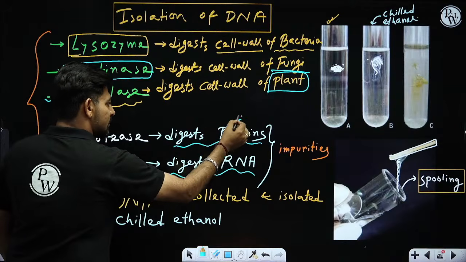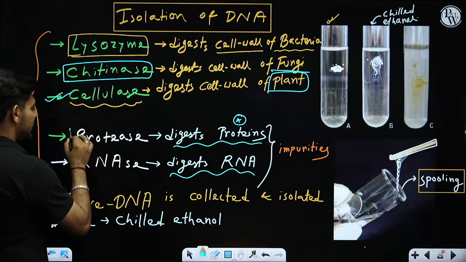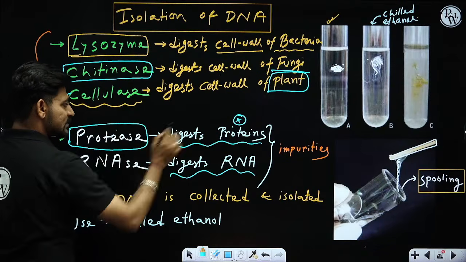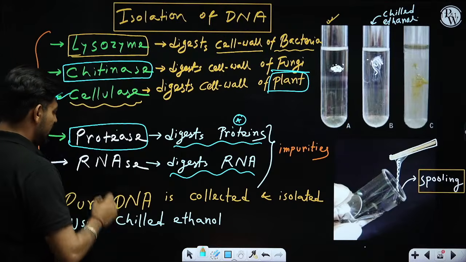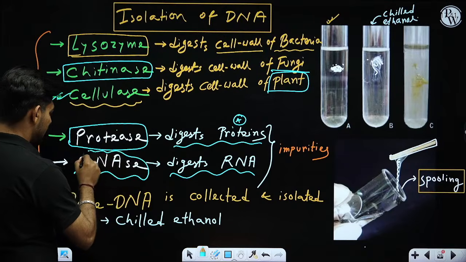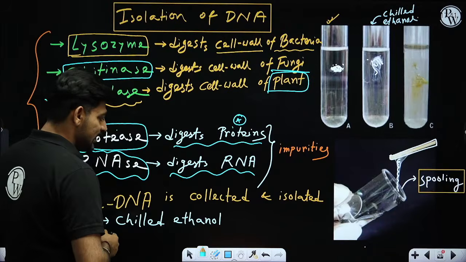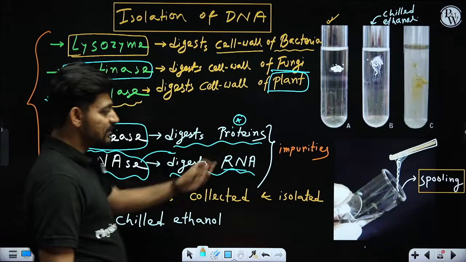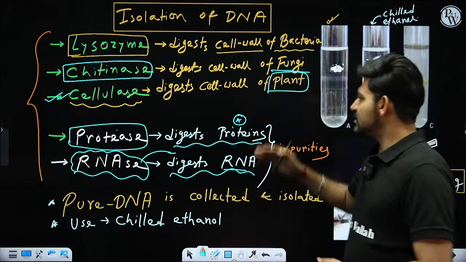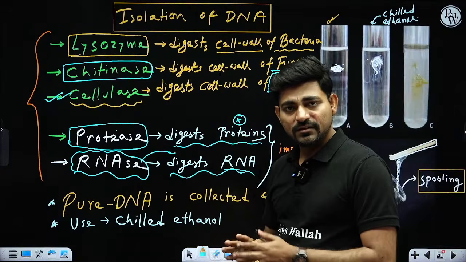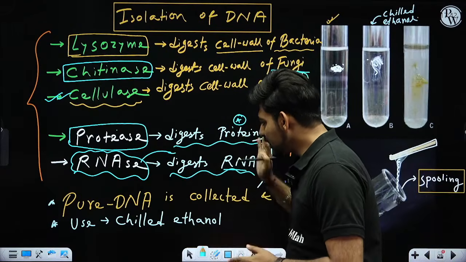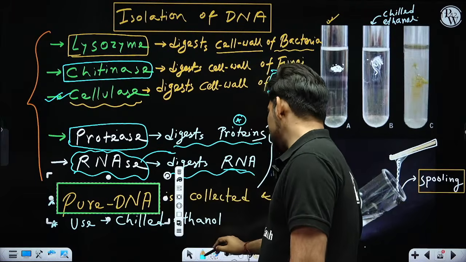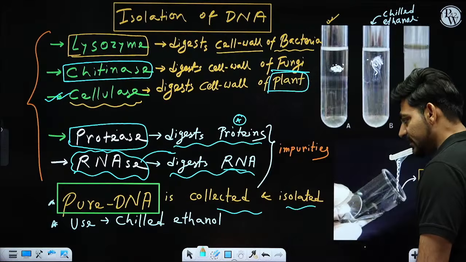To get rid of proteins, you have to treat the solution with protease. Protease will be digesting these proteins present inside the cell, and RNase is one of the nucleases. They will be digesting the RNA present in that mixture. Okay, now your cell wall, cell membrane is gone, protein is gone, RNA is gone. So only pure DNA is collected and isolated now.